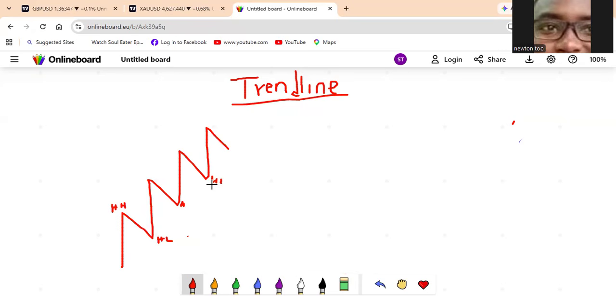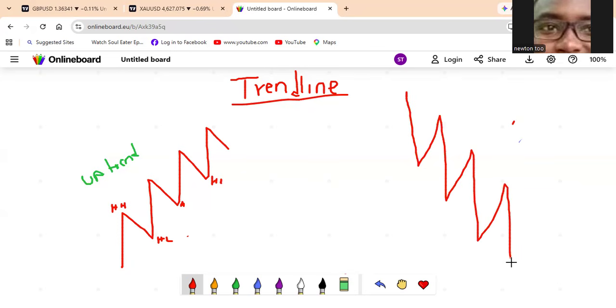So we can say this is an uptrend market. Let's go to the downtrend market. How does a downtrend market look like? A downtrend market will move lower low, lower high, lower low, lower high, lower low, lower high. So this is how the market moves in a downtrend.